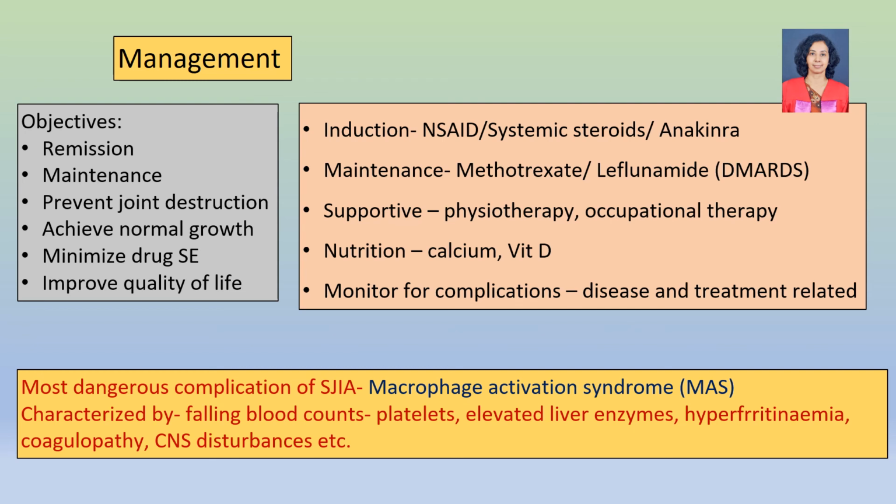While we are treating with medications, a patient with juvenile idiopathic arthritis will need a lot of supportive therapy in terms of physiotherapy and occupational therapy. And also, we need to consider the nutritional aspects of our patient. They can develop osteopenia, early onset osteoporosis, so they may benefit from treatment with calcium and vitamin D. So long-term follow-up is needed and we need to arrange that, and they have to be monitored for disease-related and treatment-related complications.